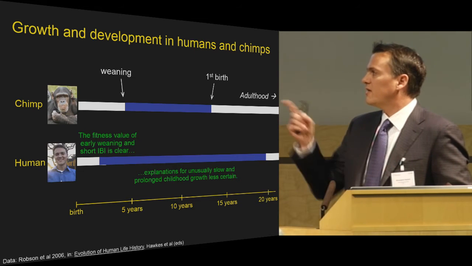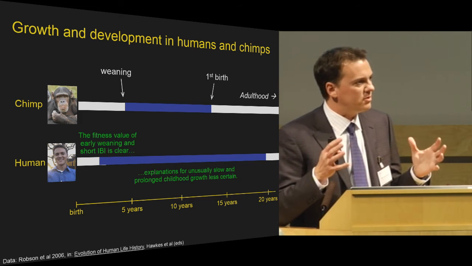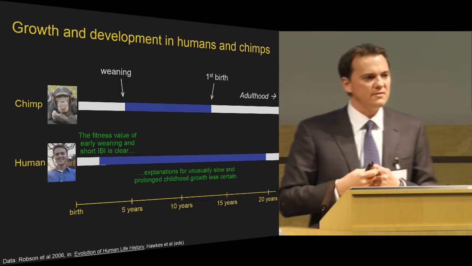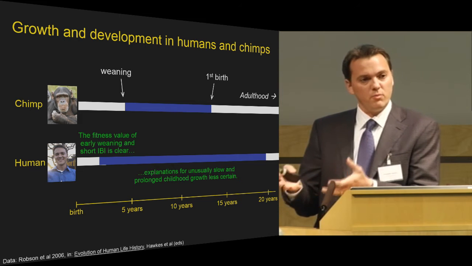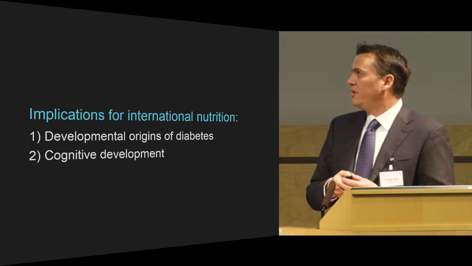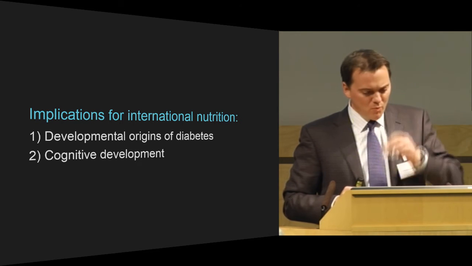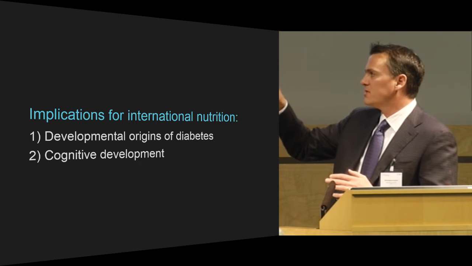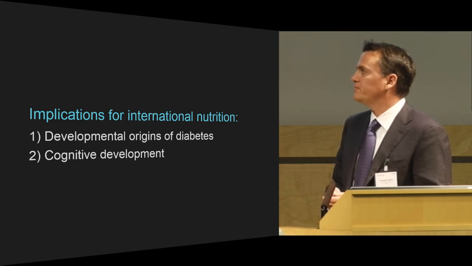So let's go back to where I began here. Humans have this very unusual life cycle where we really slow our growth rate, and I think we've got some good insights into why. Our brains are incredibly costly. So costly that some of the calories that would have been going to growth are actually going to the brain. And so I'm going to dig into a couple of the implications of this for international nutrition. One, coming back to this point about diabetes, and then we'll talk a little bit about cognitive development, which I'm sure the next speaker is going to have much more to say about.